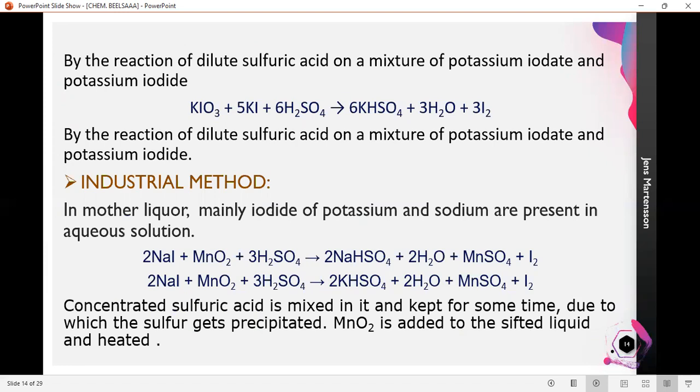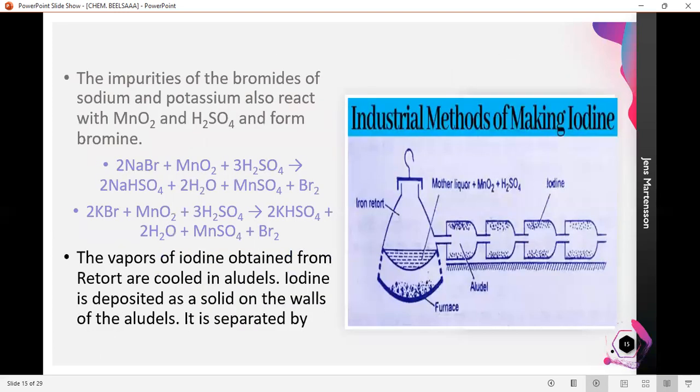Preparation of iodine by the industrial method. In the mother liquor, mainly iodides of potassium and sodium are present in aqueous solution. Here is the reaction. Concentrated sulfuric acid is mixed in it and kept for some time, due to which the sulfur gets precipitated. MnO2 is added to the sifted liquid and heated. The impurities of the bromides of sodium and potassium also react with MnO2 and H2SO4 and form bromine.